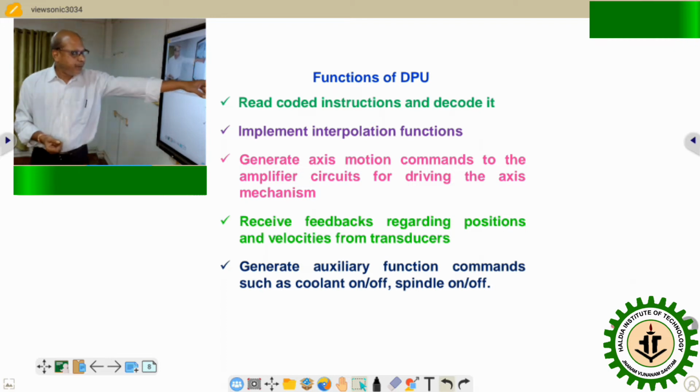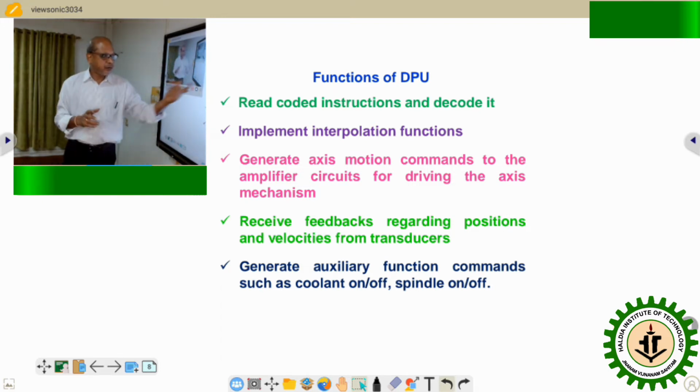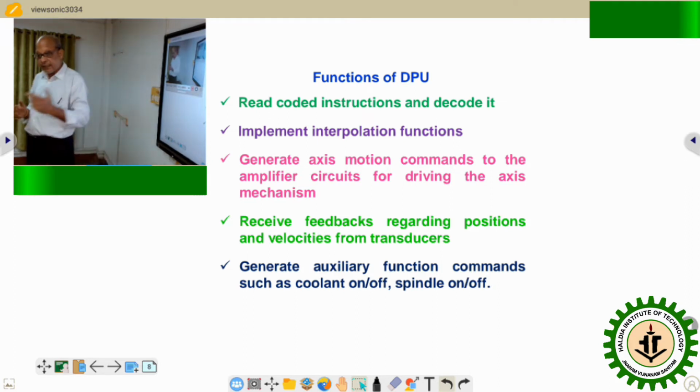Implement interpolation functions. At this stage I am not going into that much detail of interpolation, but still, for understanding, it is a very powerful task. It is one of the powerful tasks of the machine control unit, or the DPU in particular. Interpolation is a very generic term.